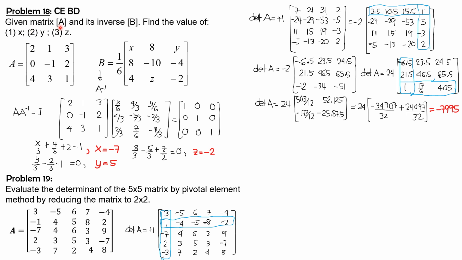Problem 18, given matrix A and its inverse D, find the value of X, Y, and Z. Take note that these are just 3 by 3. You can invert this matrix A and you will get the values, so that this row 1 column 1 element, which is X over 6, should be equated to the element of the inverse of A. So that's the easiest way.